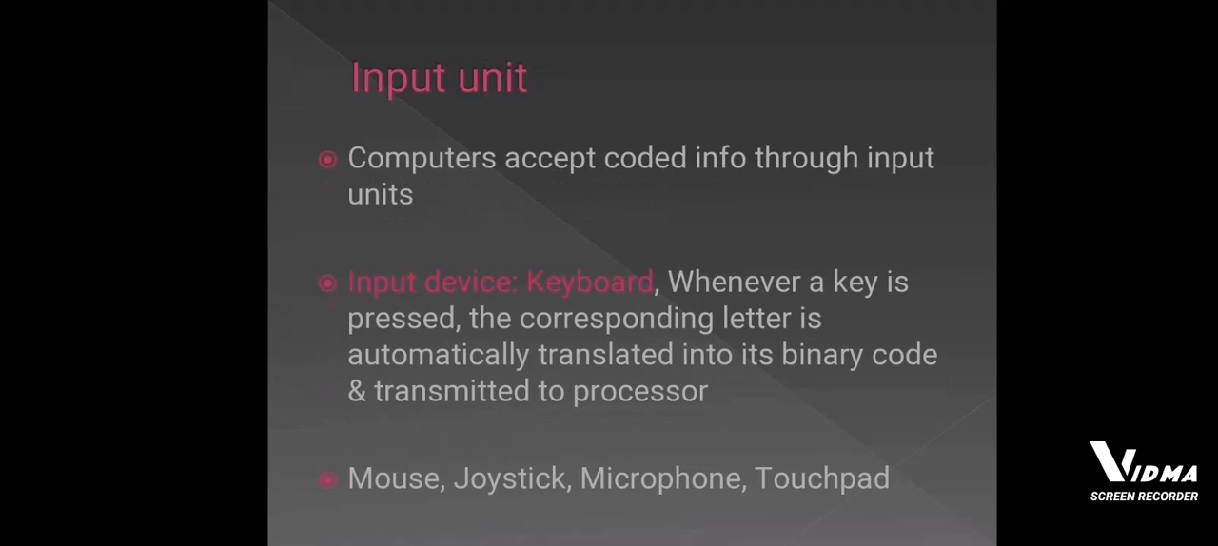Now we are going to see the 5 units in detail. The first unit is the input unit. The computer accepts the code and information through the input units. For example, if we are using the keyboard to get input from the user, when we press any key, that particular letter will be translated into binary code and transmitted to the processor to perform the desired operation. Examples of input devices are mouse, joystick, microphone, touchpad, and you can say scanner also.